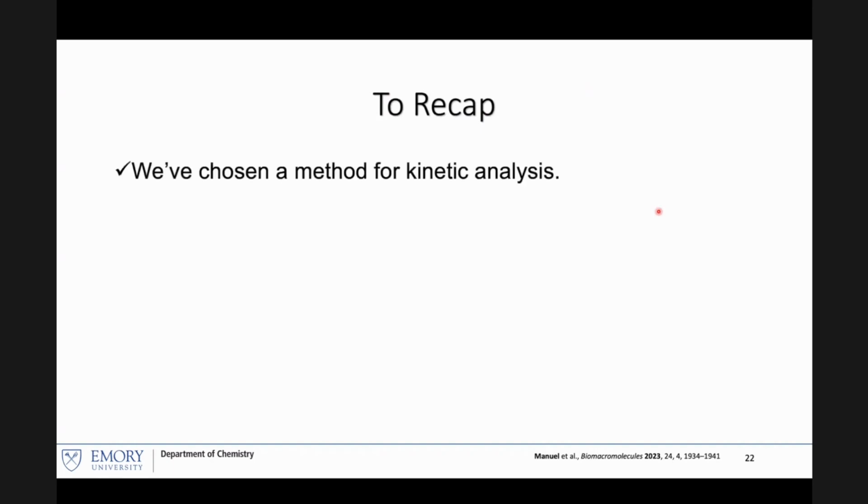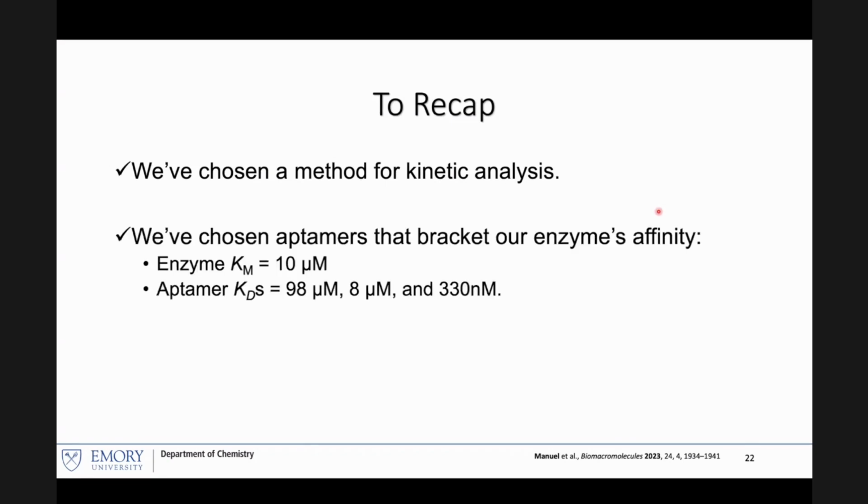So briefly, to recap before we get into the answer to our question. One, we've chosen a method for kinetic analysis. Two, we've chosen aptamers that bracket our enzyme's affinity. Just remember our enzyme's Km, and I want to be very clear, Km and Kd are different. Km is a kinetic parameter, the concentration at which half of our enzyme molecules are saturated. The Kd of an aptamer is when they're bound. I just don't want that to get confused.